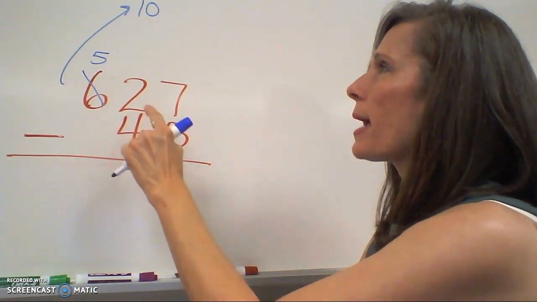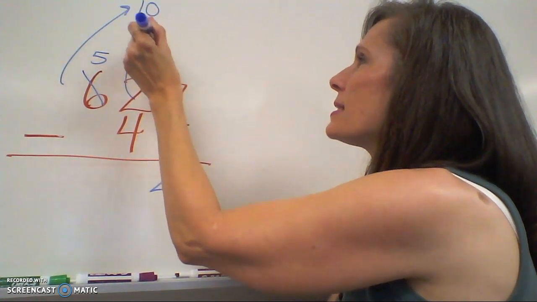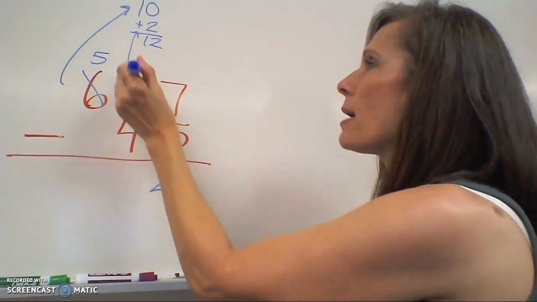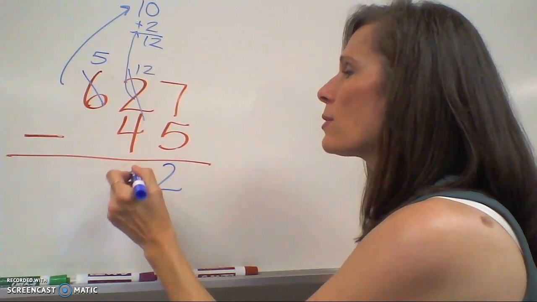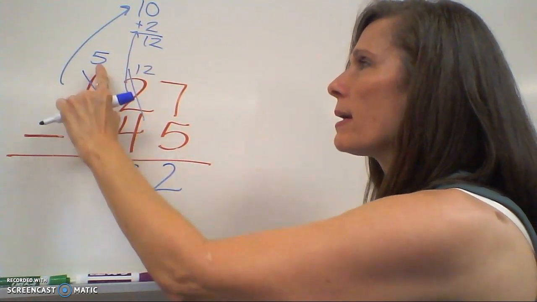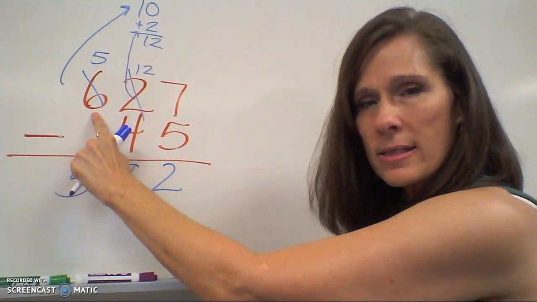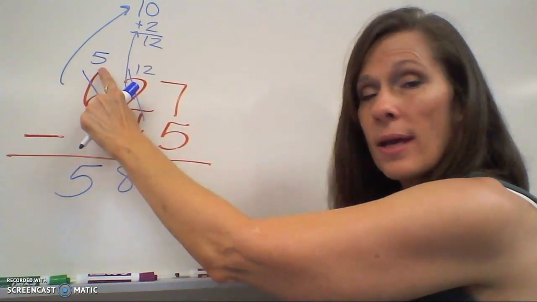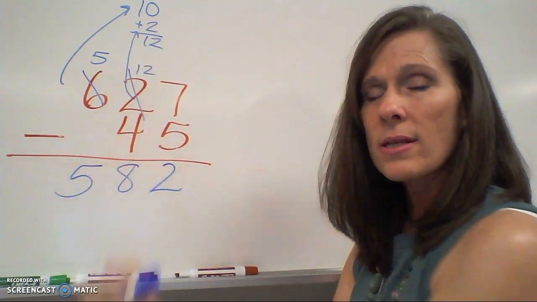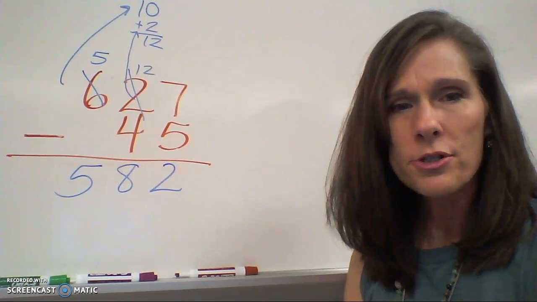Now, which number asked for the 10? The 2 did. So the 2 gets together with the 10 to make 12. So now my number 2 is 12. 12 take away 4 equals 8. Now keep going. 5 take away 0 equals 5. Do not put the 6. Remember, the 6 had to give a 10 away, so it's a 5 now. The 6 has gone down to a 5 because it gave a 10 to the number 2.